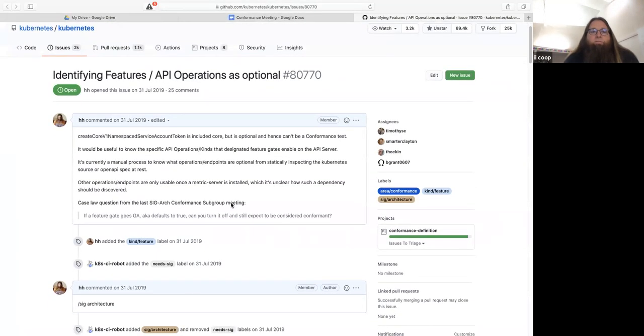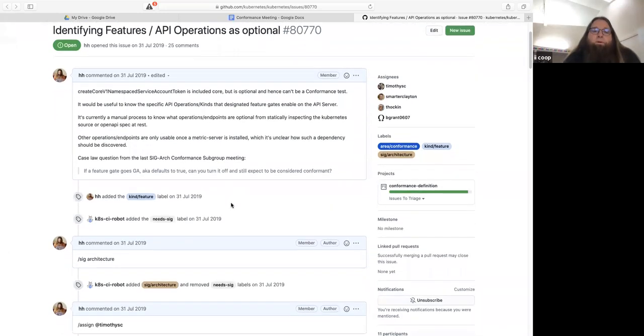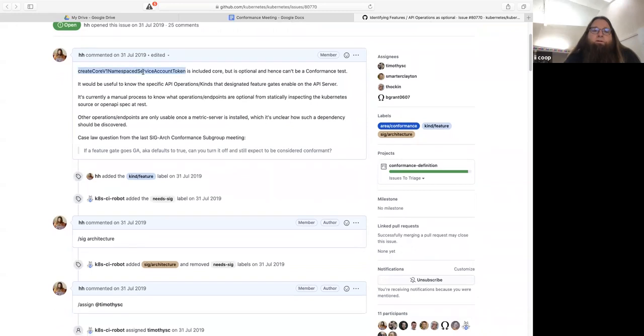It is identifying features and API operations as optional. We specifically are looking for a create core v1 namespace service account token that is in core, but we need to separately decide if we want to remove that from conformance because it's currently still part of our surface area. But in trying to understand other endpoints as well, knowing if there is a way to tie specific API operations and kinds that are part of feature gates, because obviously to be part of conformance, it's not something that we should be able to feature gate on and off.